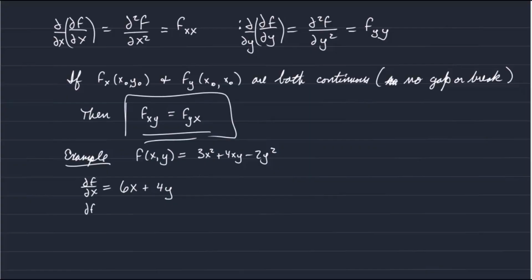The partial with respect to y is taken by treating x as a constant. We're evaluating this at a constant value of x, and we're taking the derivative with respect to y. So the first term is 0 in this case. The second term is 4x, and then the last term is minus 4y. In the first case, we held y constant and varied x, and in the second case, we held x constant, allowing y to vary.